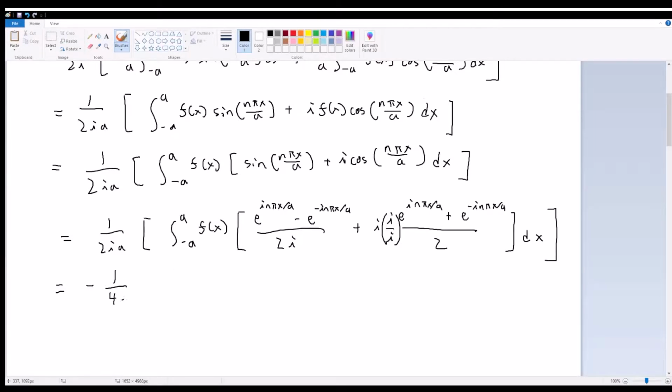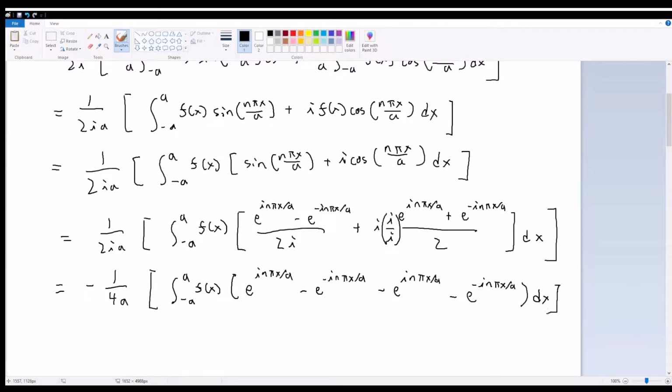1 over 4a, because 2 by 2 makes 4, and the 2 i's make a negative. We have left an integral from negative a to a, f of x, and then multiplied by e to the i n pi x over a, minus e to the negative i n pi x over a. And then we have the 2 i's here making a negative, so a negative one is applied to both of these terms. So minus e to the i n pi x over a, minus e to the negative i n pi x over a, and then everything gets closed out with a dx.